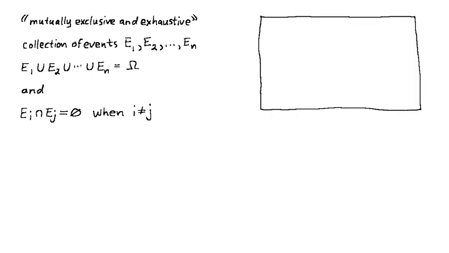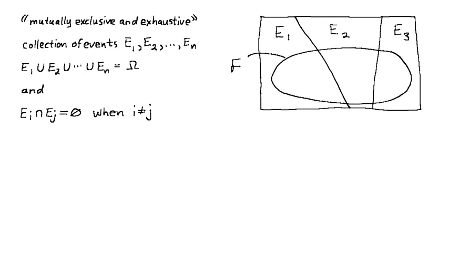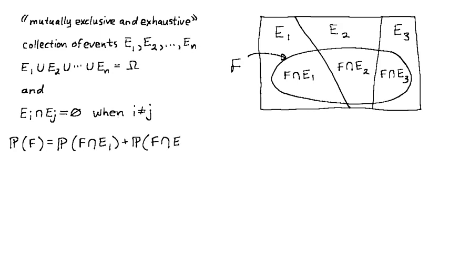Here's the entire sample space represented as a rectangle, and here are three events. These events are mutually exclusive and exhaustive because they fill the entire rectangle, but don't overlap one another. Now, it turns out that any event, say F, can be partitioned into a number of disjoint pieces based on areas of overlap with members of the mutually exclusive and exhaustive set. This ultimately means that calculation of the probability of F can be expressed as the sum of the probabilities of F intersected with each member of the mutually exclusive and exhaustive set, like shown here.